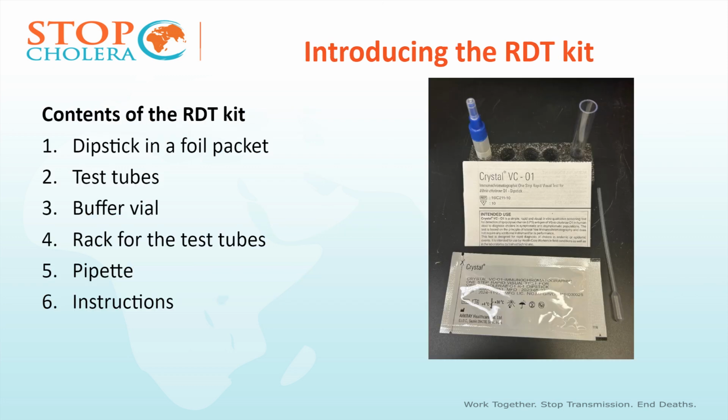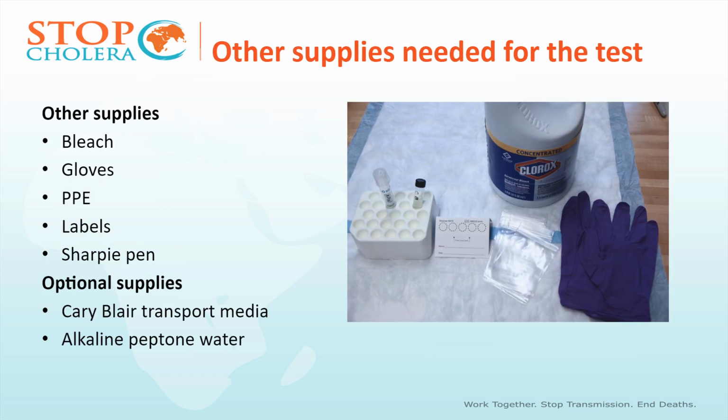The kit comes in a small box. Inside the box are these supplies. Often, there are supplies for 10 tests in the same box. The supplies include the dipstick in a foil packet, some test tubes, the buffer vial, a rack for the test tubes, and a pipette, along with the instructions. If there are questions about performing the test, the instructions are very clearly written and can help. In addition to the supplies in the kit, one should also have PPE, gloves, and bleach, since you will be handling potentially infectious materials.